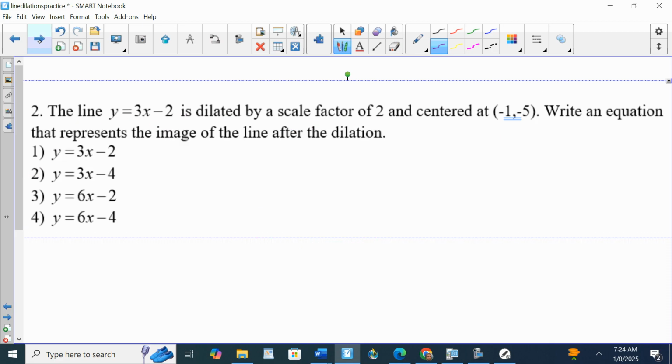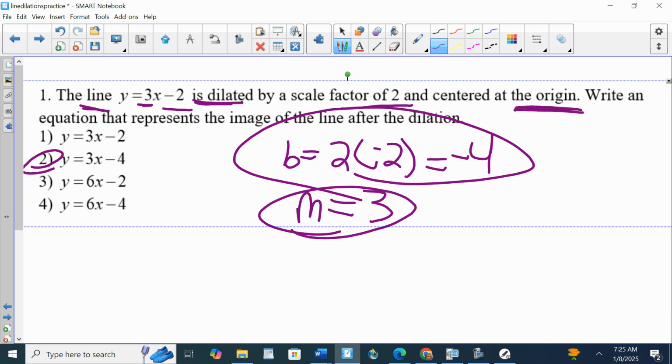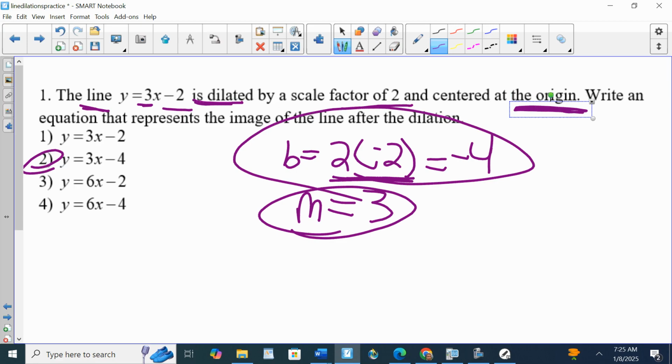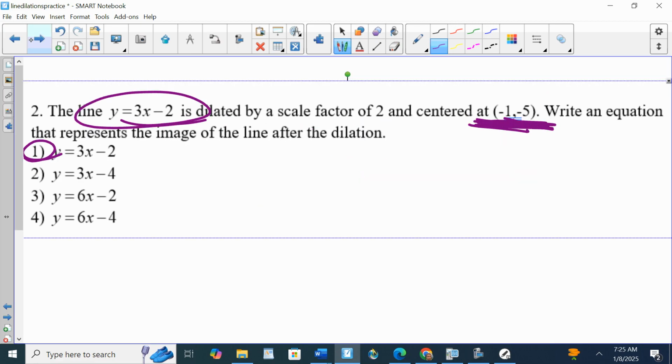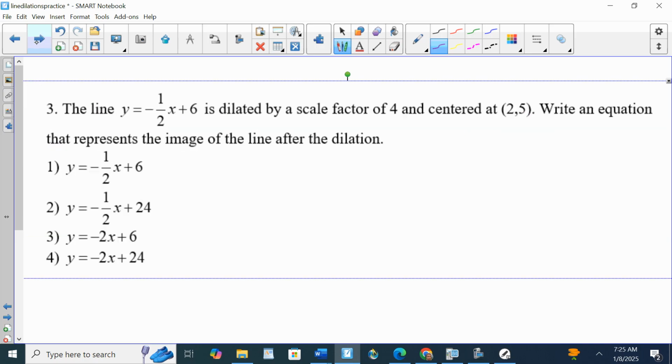Number 2, line y equals 3x minus 2, again centered at -1, -5. That's not the origin. If it's not the origin, same line. Origin, multiply scale factor and b for your new b. Not origin, same line. No matter what, the slope has to be the same, because whenever I dilate a line, it's always parallel, it's always the same slope. Let's do that again. Line dilation, centered at not origin, same line.